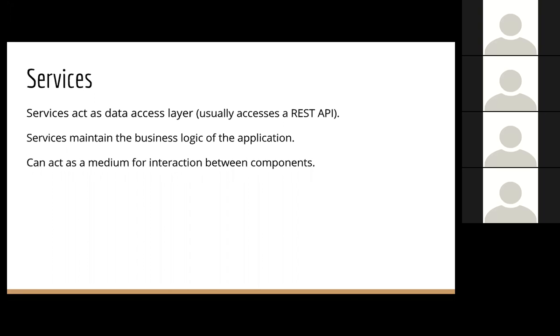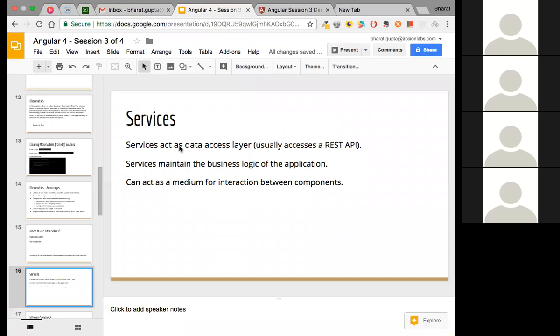So services act as a data access layer, which usually calls a REST API. It can also have some business logic, and it can act as a medium for interaction between components. Let me explain all of these one by one.